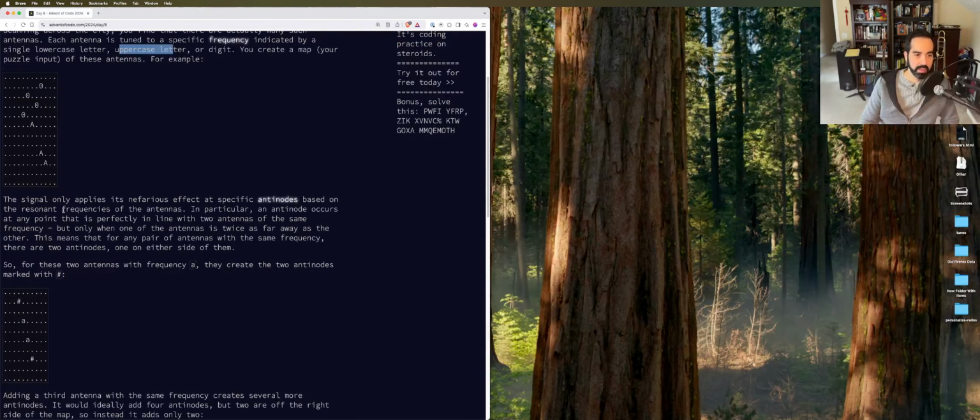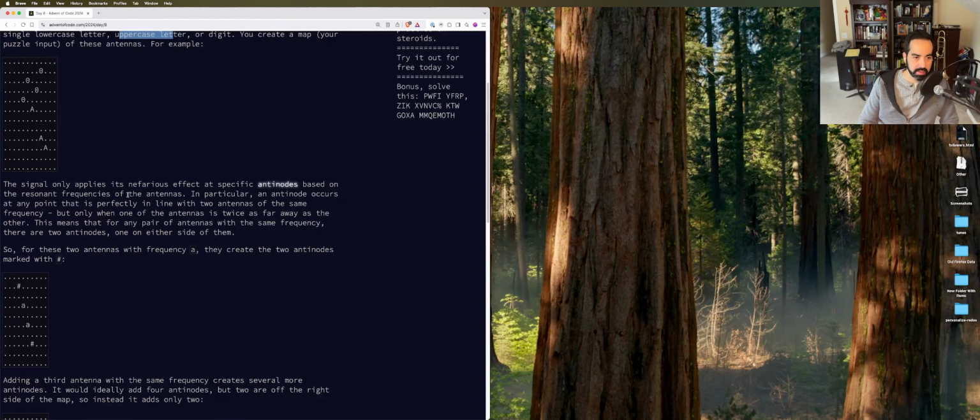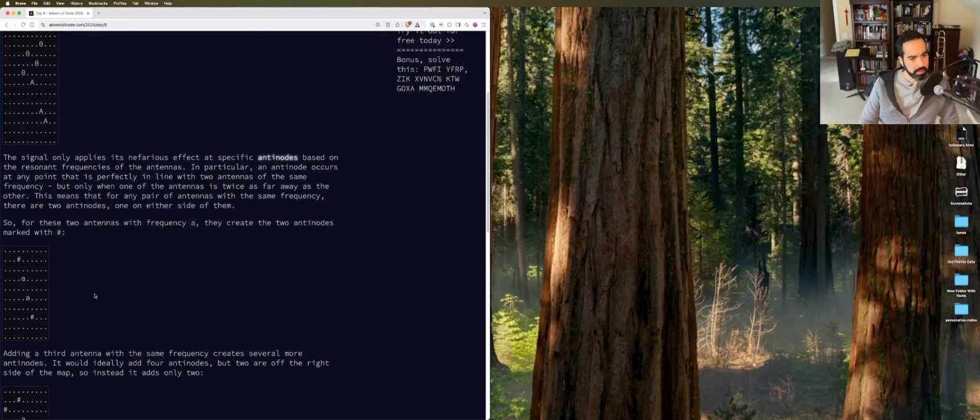Got it? Okay. The signal only applies its nefarious effect at specific antinodes based on the resonant frequencies of the antenna. In particular, an antinode occurs at any point that is perfectly in line with two antennas of the same frequency, but only when the antenna is twice as far away as the others. This means that for any pair of antennas with the same frequency, there are two antinodes on either side of them. So, for these two antennas with frequency lowercase a, which is different from uppercase A, they create two antinodes marked with pound.